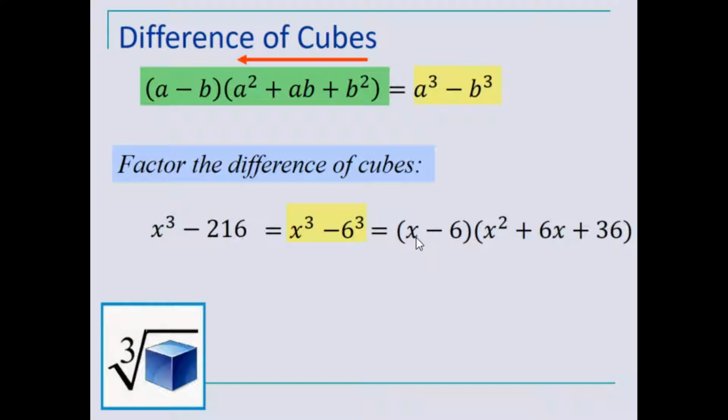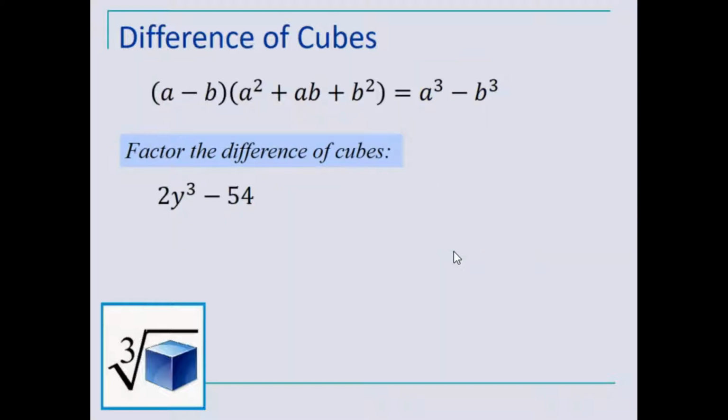in other words, x minus 6, times the quantity, first term squared, so x squared is x squared, opposite sign, we have a difference, so we'll have a plus, product of the cube root of each, 6 times x, plus the square of the second term, b squared. Negative 6 squared is 36. And here we have our final factored form for this difference of cubes.